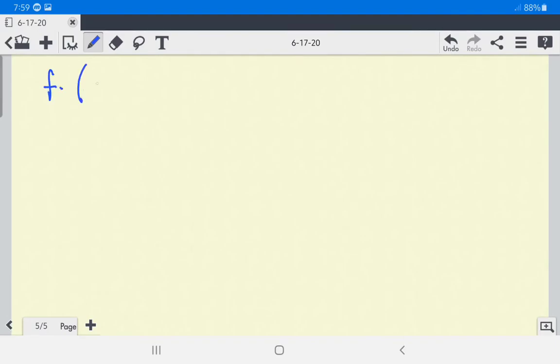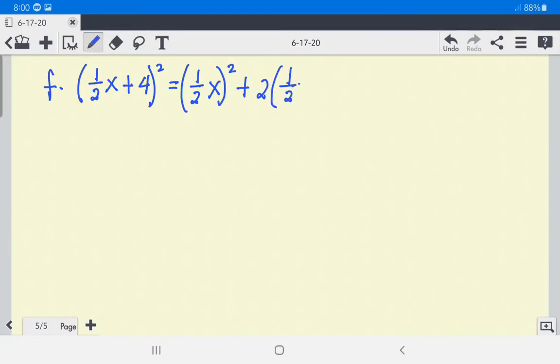This is letter F. Let's say we have fractions. We have (1/2 x plus 4) squared. Okay, first term is 1/2 x, second term is 4. So, square the first term, 1/2 x, plus twice the product of the first term, 1/2 x, and then the second term, 4.